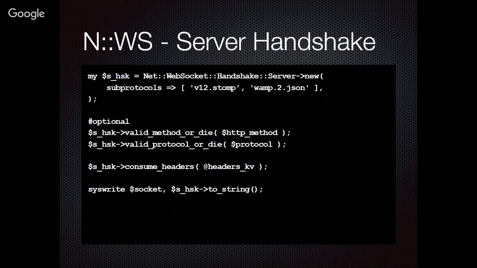And then if you want to set up a server, it's ever so slightly simpler to create a handshake object. But again, because we don't have an interface we can rely on, we necessarily have to expose generic methods. So we validate the method, and we validate everything as per the RFC specification. The server consumes the headers, and once we've finished consuming the headers, then we get the handshake string back to the client.